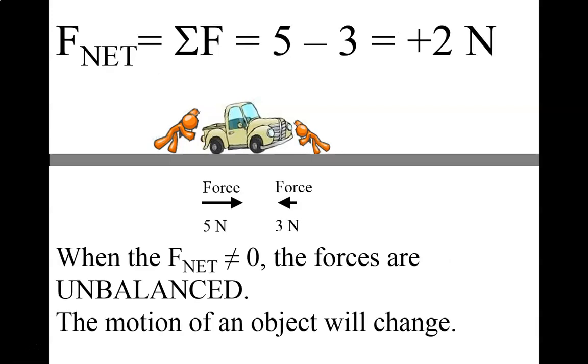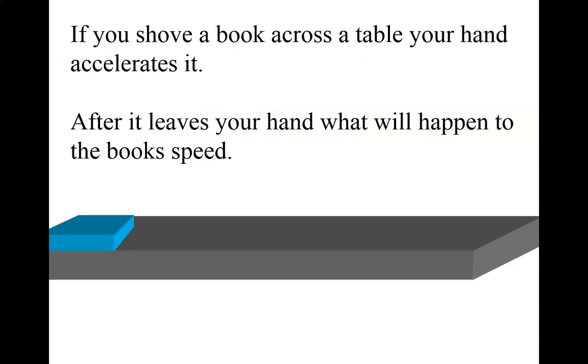Now, if the forces are not equal in magnitude, then you have what left over, a net force. So if we have 5 to the right and 3 to the left, we'd have a net force of 2 to the right. So that would be the sum of our forces. If we give a book a shove and we let it go, it's going to slow down. And we know what causes it to slow down will, of course, be what? Be friction.